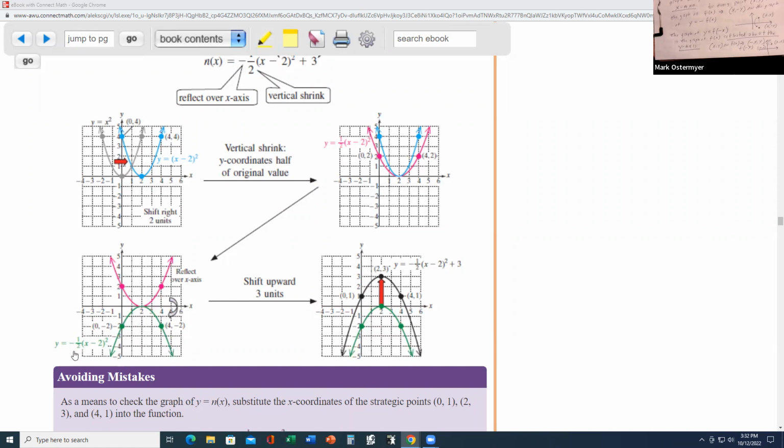Finally, they take the function y equals -1/2 times x minus 2 squared, and they form a new function by adding 3 to that function. That causes the green parabolic graph to be shifted upwards 3 units. And finally, ladies and gentlemen, the black parabola here represents the graph of our final complicated function n of x, which is -1/2 times x minus 2 squared plus 3. Do we understand how all these transformations have been displayed in stages or steps here? Okay, in the order that was suggested above.